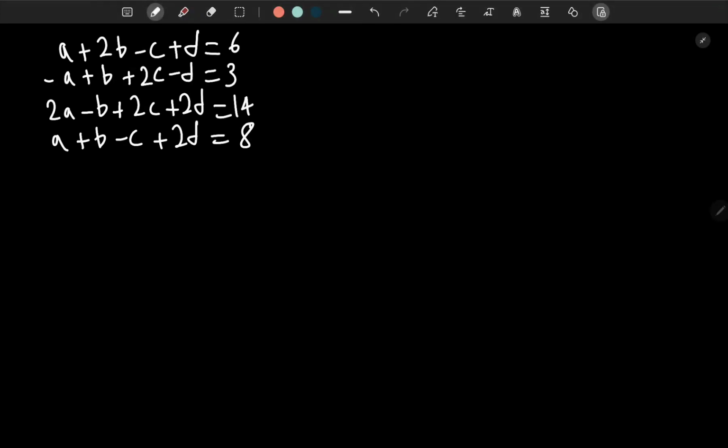So in this video, we'll be covering Gaussian elimination with four unknown variables. So here we have A, B, C, D, and we are given a linear system of four equations here.